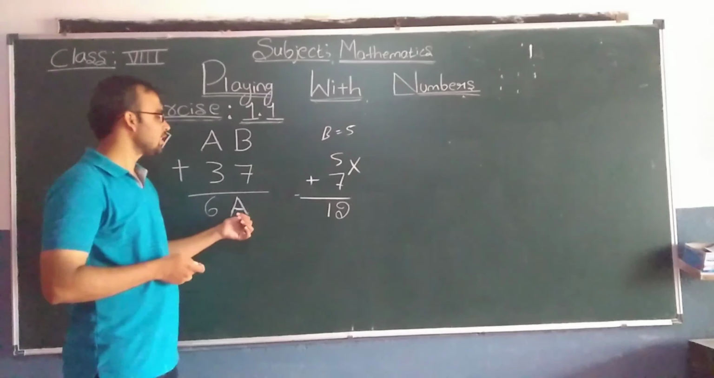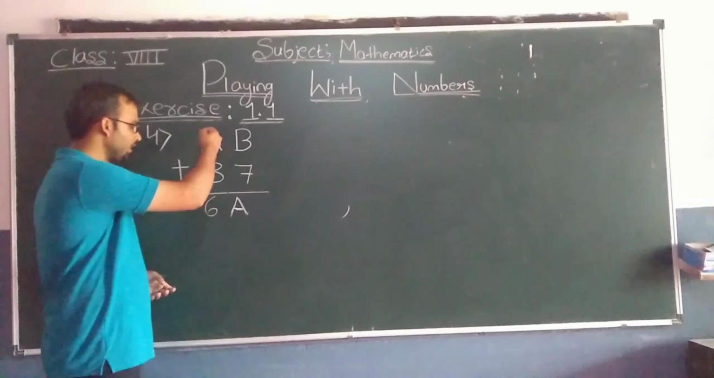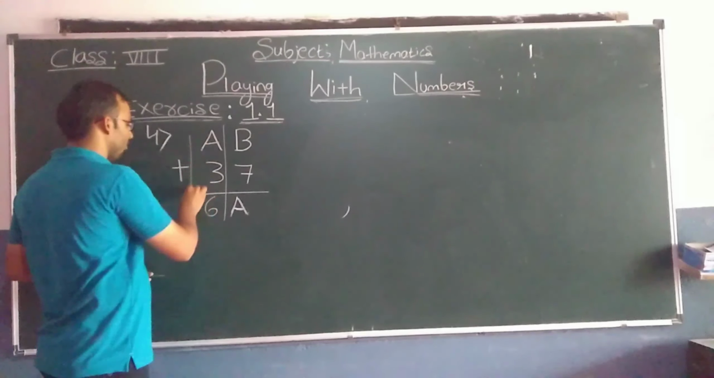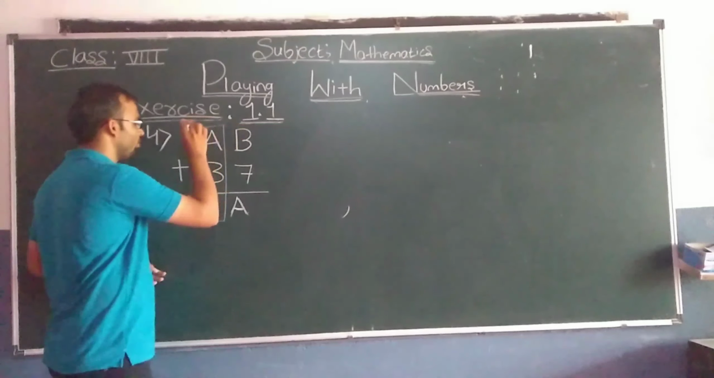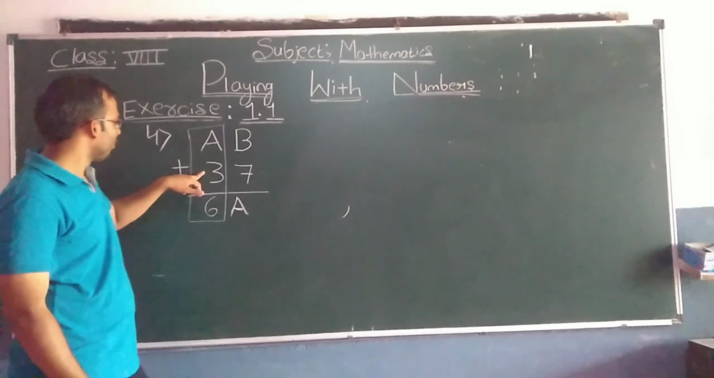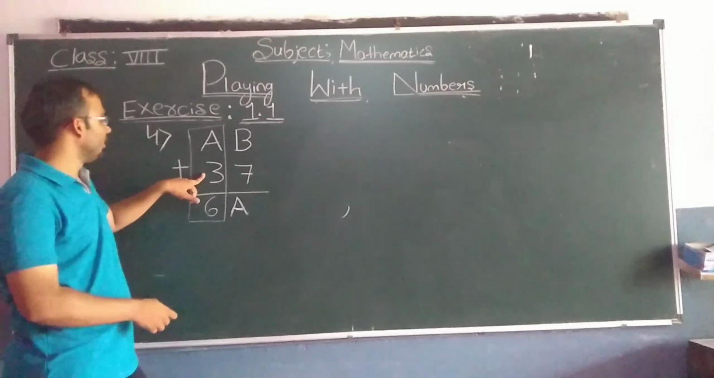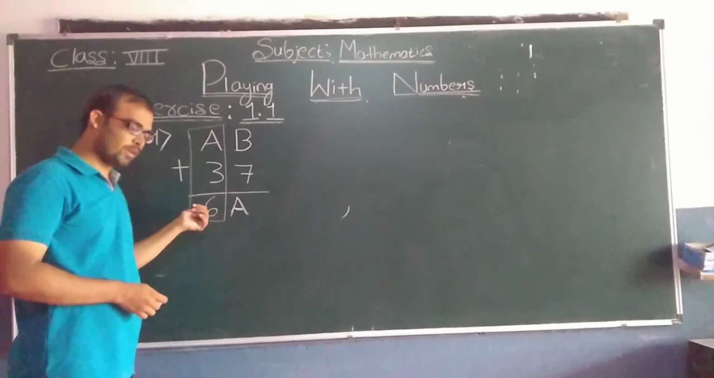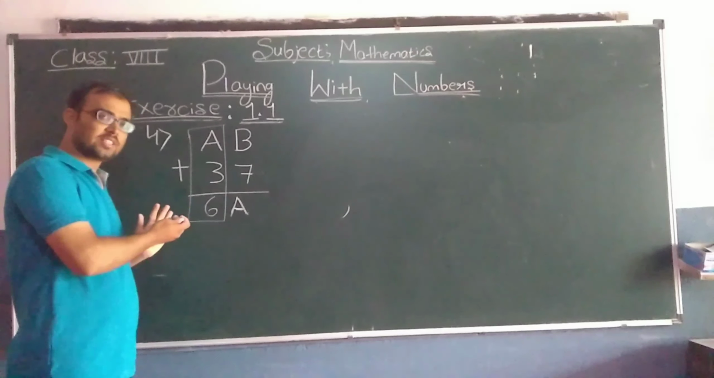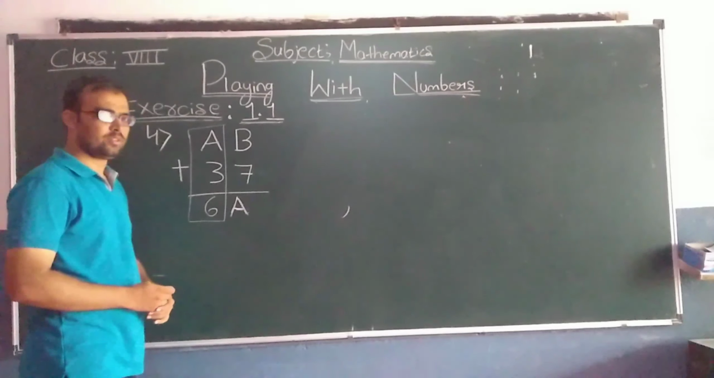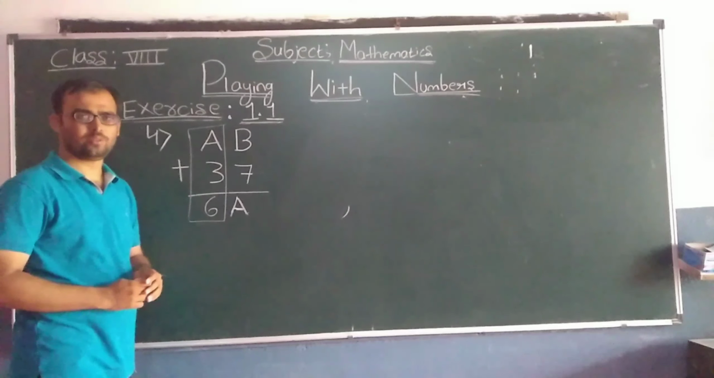So for this kind of problem, consider only this part. Listen here, look here. Here 6 is there, and here 3 is there. Let us try this one. So here 3 is there and the result is 6. So in this case we have to add from left to right.